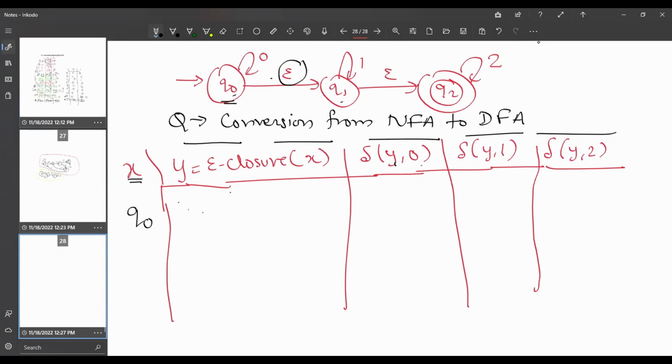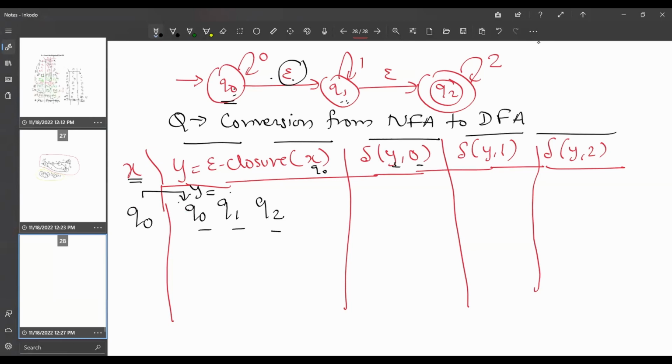Now what will be the epsilon closure of X? That is nothing but the epsilon closure of Q0. The first rule for finding epsilon closure is that we first include the state whose epsilon closure we are finding, so Q0 will be added here. Now Q0 on epsilon reaches Q1, and from Q1 it moves to Q2. So this will become the epsilon closure of Q0. Now this will become Y. Y consists of Q0, Q1 and Q2.